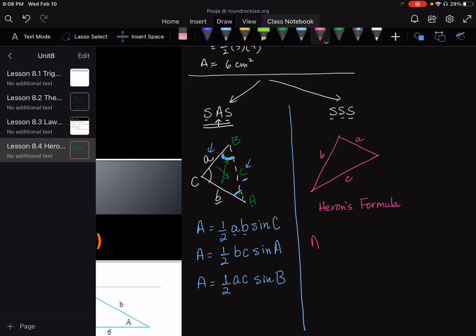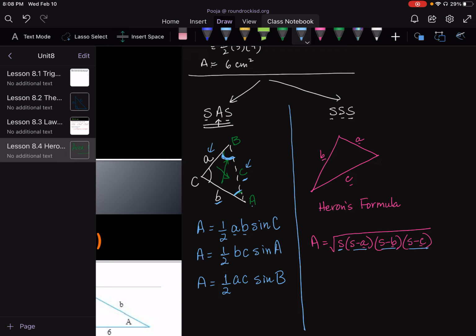His formula says that you can find the area of a triangle by the square root of s times (s minus a) times (s minus b) times (s minus c), where a, b, c are obviously the sides of the triangle, and as we said, all these three sides will hopefully be known to us. And then we will find the product of s times the difference of these two times the difference of these two times the difference of these two.